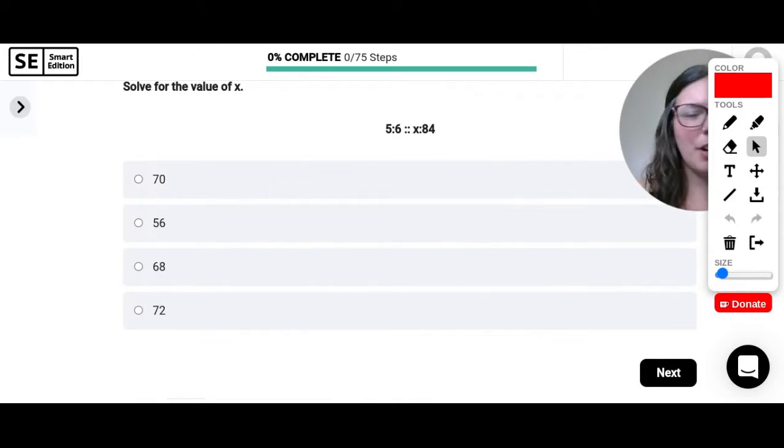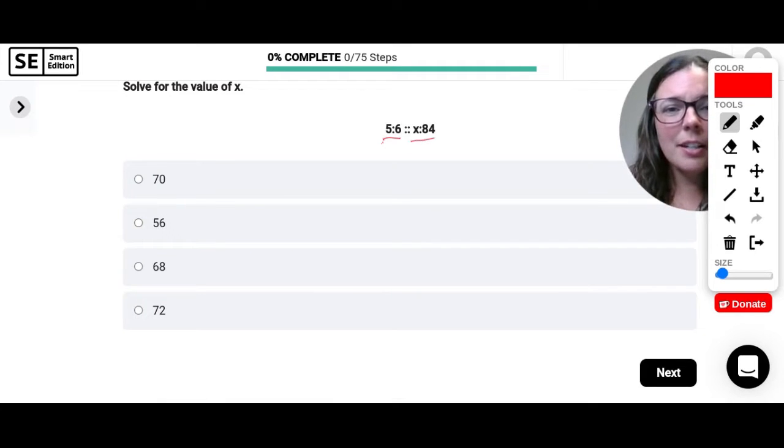Okay, let's solve for the value of x. So for this first question, this is a ratio question. What this says is 5 is to 6 as x is to 84. So this is just saying that these ratios are the same. So I'm going to set up a proportion. 5 over 6 is equal to x over 84. So you can write those as fractions.